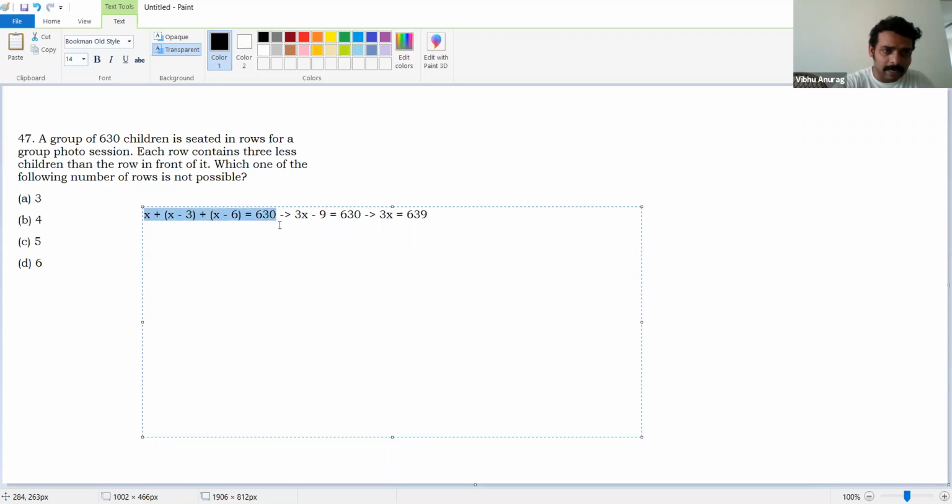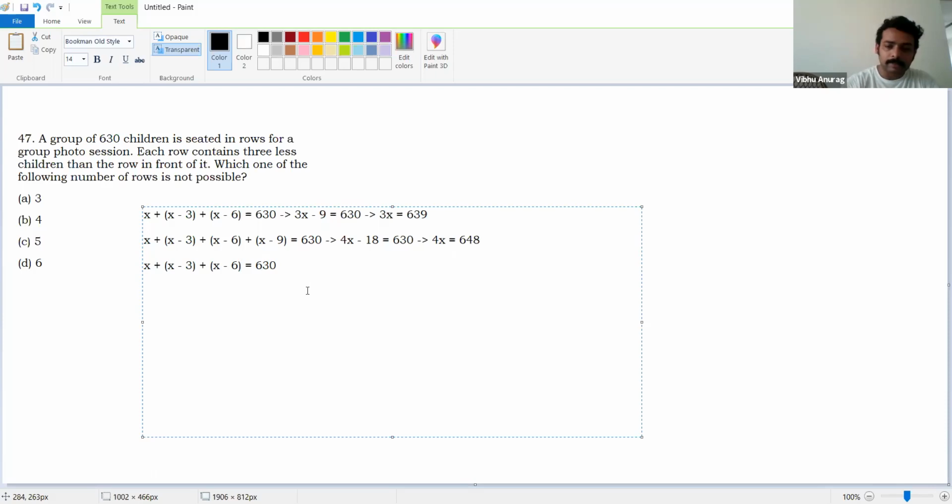Do the same thing, just add a 4th row and see whether you can still work it out. So when you add a 4th row, another x minus 9. So this basically becomes 4x minus 18 is equal to 630. 4x is equal to 648. Is 648 divisible by 4? Yes, it is. So 4 rows is also possible.